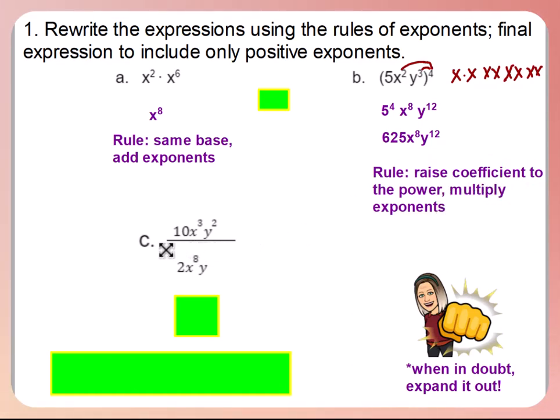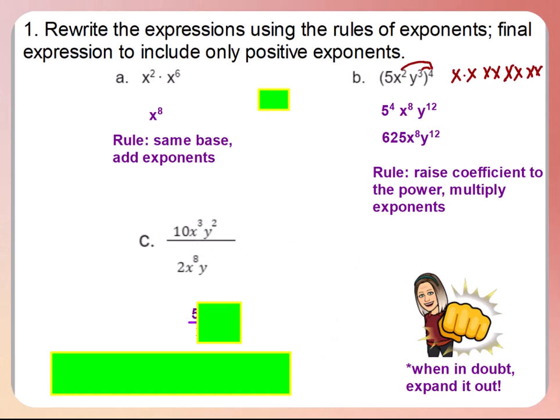On C, we're dividing. This fraction bar means division. So let's take the 10 divided by 2, that's going to give us 5. When you're dividing and you have the same base, we have the base of x on the top and on the bottom, x to the 3rd and x to the 8th. The rule is to subtract exponents. So 3 minus 8 would be negative 5. So that would be x to the negative 5.